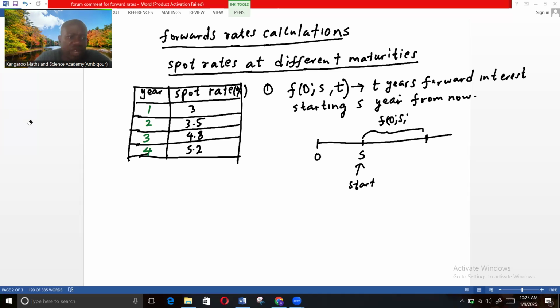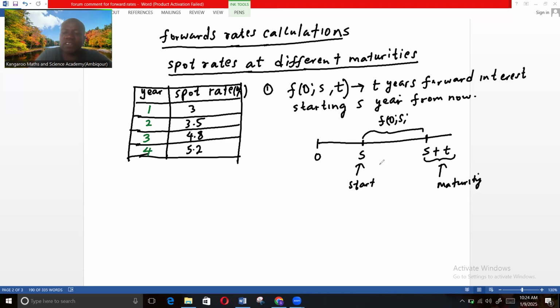Which means that the duration of this investment or borrowing transaction is t. So this would actually be s plus t. S plus t will be the maturity, or the duration, of this investment or borrowing. So it means this will be s plus t. Why is this the maturity?